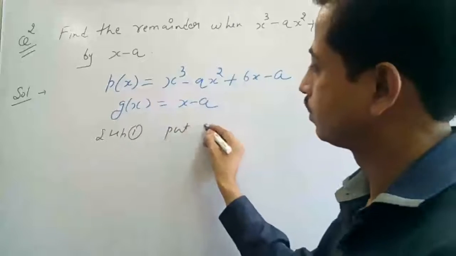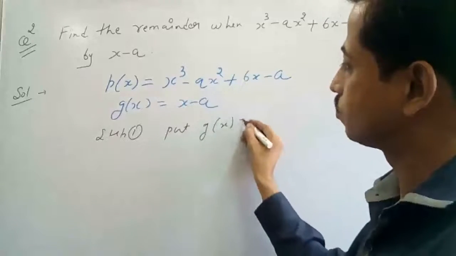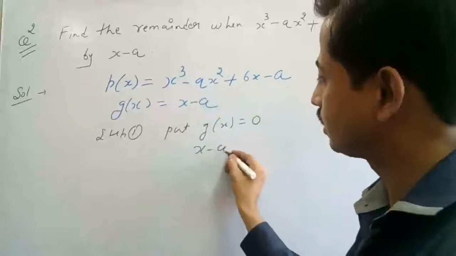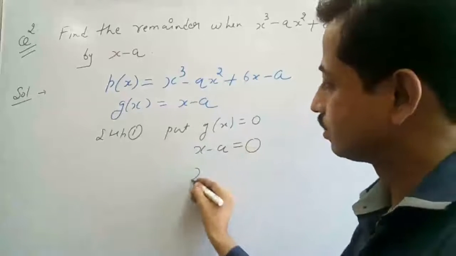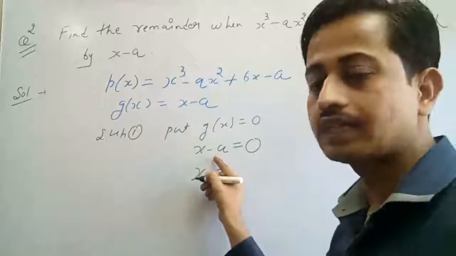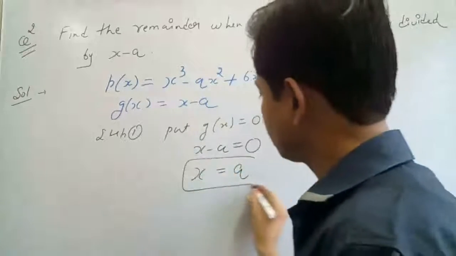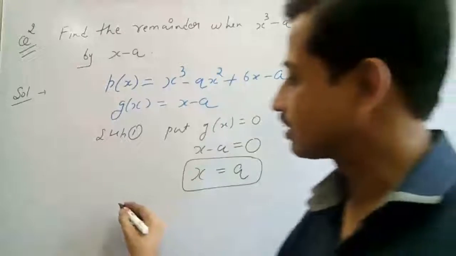Put g of x is equal to 0. So g of x is here, x minus a is equal to 0. If we solve this, we have to take this negative a on the right hand side. So we get positive a. Now what's our second step?